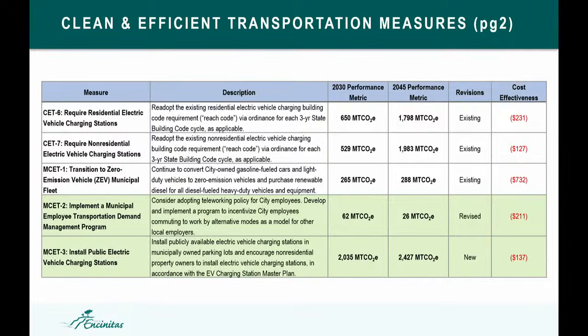MCET2 is expanded from the 2018 CAP, and this measure would implement a municipal employee transportation demand management program, and incentivize city employees to commute alternatively. Measure MCET3 is a new measure, and this would seek to install public EV charging stations at the city's parking lots, in parks, or at the community and senior center, and would work to encourage non-residential property owners to voluntarily install EV charging stations.